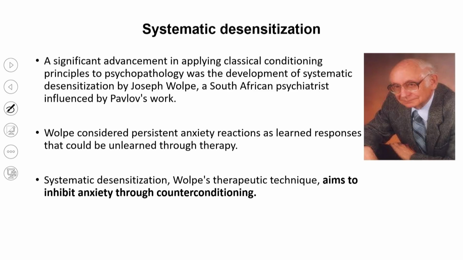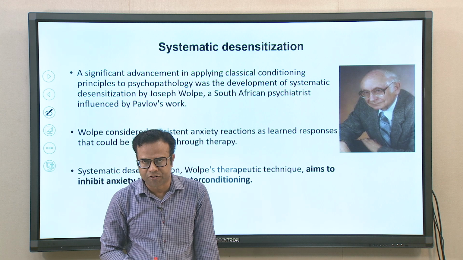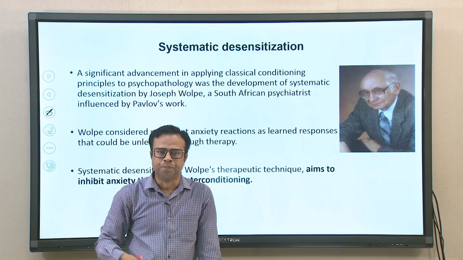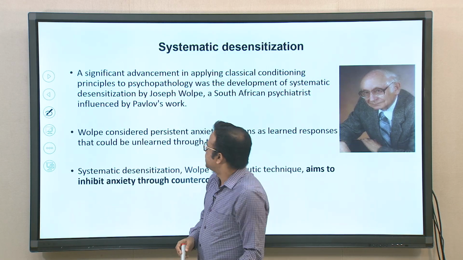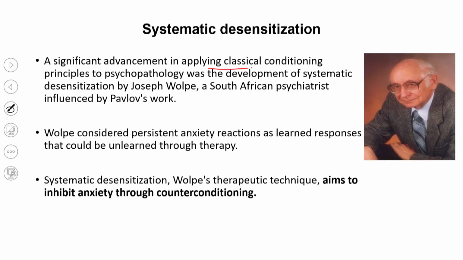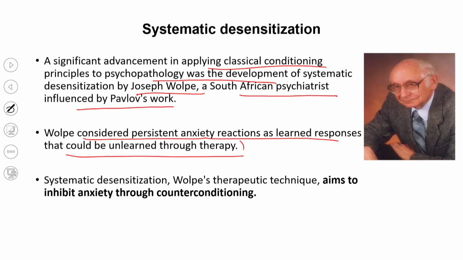Systematic desensitization is one of the most structured therapies developed out of classical conditioning, and it is still used. Systematic desensitization is a significant advancement in applying classical conditioning to psychopathology, particularly fear-related symptoms, through a desensitization process. It was developed by South African psychiatrist Joseph Wolpe, who was influenced by Pavlov's work. Wolpe considered persistent anxiety reactions as learned responses that could be unlearned through therapy.